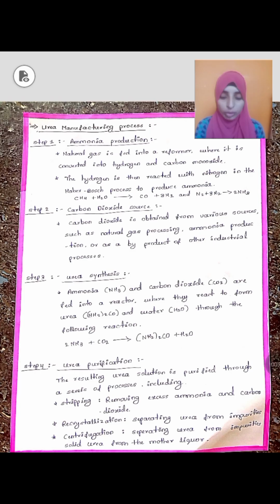Step 1, ammonia production. Natural gas is fed into a reformer where it is converted into hydrogen and carbon monoxide. The hydrogen is then reacted with nitrogen in the Haber-Bosch process to produce ammonia. CH4 plus H2O gives CO plus 3H2, and another reaction, N2 plus 3H2 gives 2NH3.